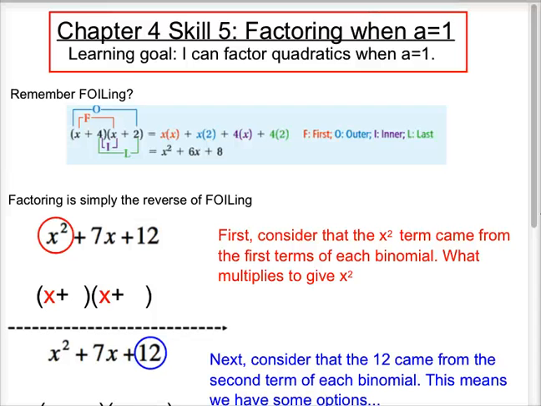Welcome back. Today we're going to transition for the next couple videos into discussing factoring. Now we're going to break down factoring into very manageable pieces. So the first factoring we're going to review is factoring when a equals 1.